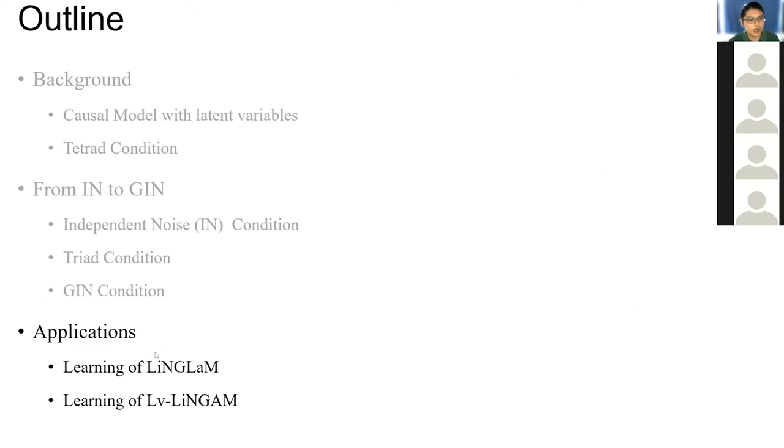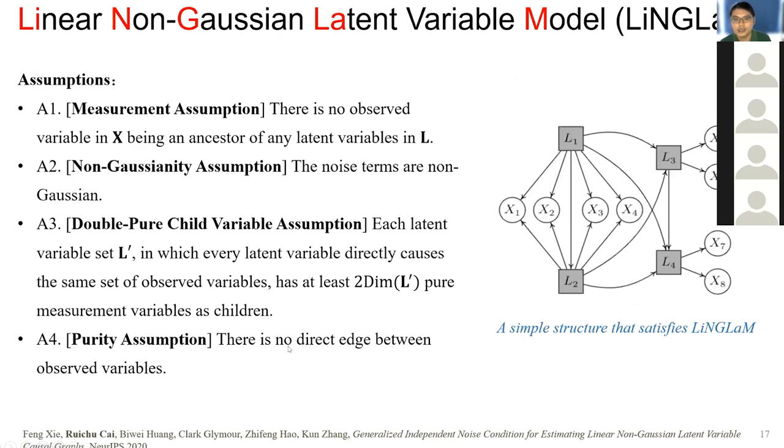Next, we will show how to use conditions to learn different latent variable models. The first one is about a linear non-Gaussian latent variable model. We call them LiNGLaM. There are four different assumptions of LiNGLaM. The first one is the measurement assumption. That means there's no observed variable in X being any ancestor of any latent variables in L.